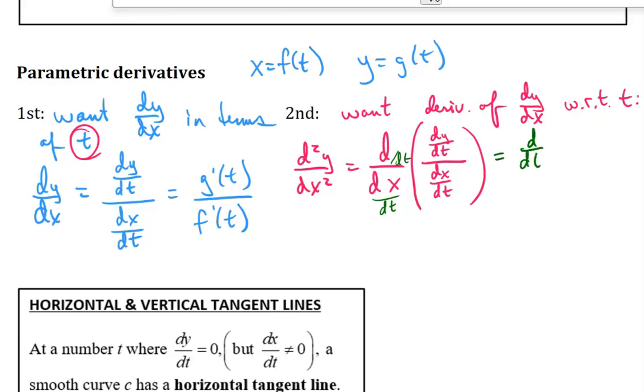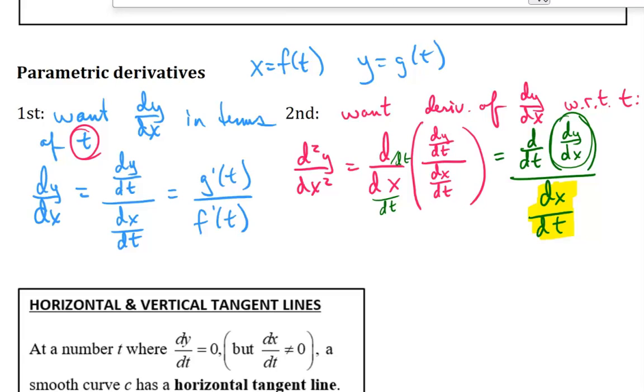So this is the derivative with respect to t of my first derivative. And again, this is in terms of t. But I have to divide by another dx over dt. And this right here is the thing that trips students up, that we forget. Yes, we're taking the derivative of an expression that's in terms of t, and our derivative is in terms of t, but we have to divide by another dx over dt.